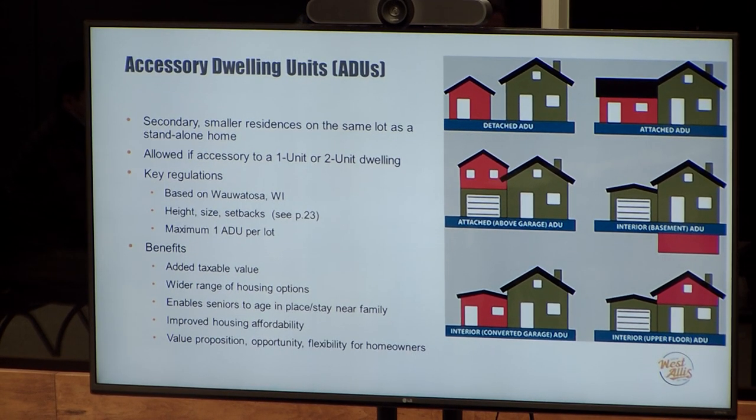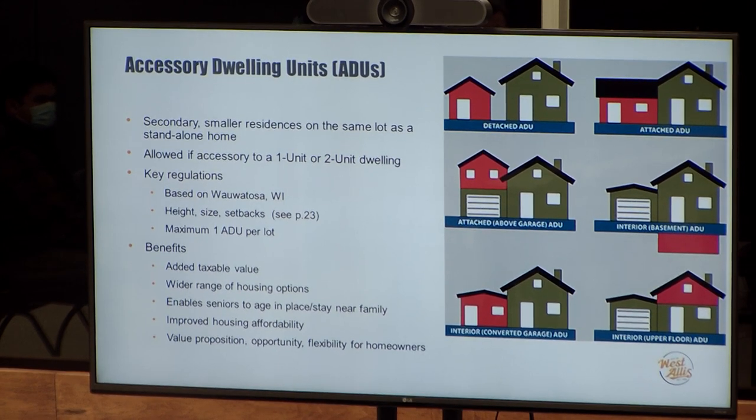Wauwatosa has this allowance within their zoning code, and our proposed ordinance really is more or less mimicking what Wauwatosa has. In Wauwatosa, they do have a little bit of design criteria as part of their accessory dwelling units, where the accessory dwelling unit needs to match the primary residence in terms of the roof pitch, the siding or trim. If it's a brick veneer, something like that would need to tie in with the primary residence. Not a bad idea, and it's something to consider, but I just wanted to put that out there.